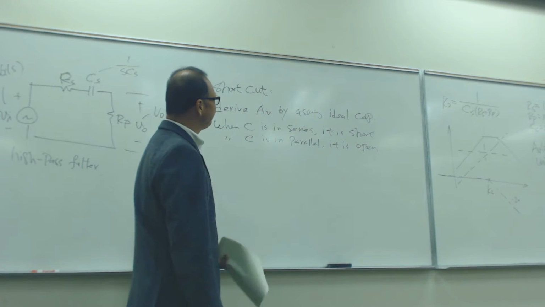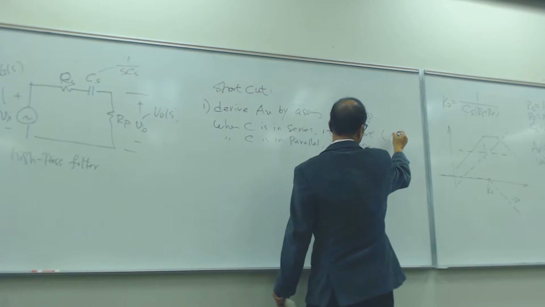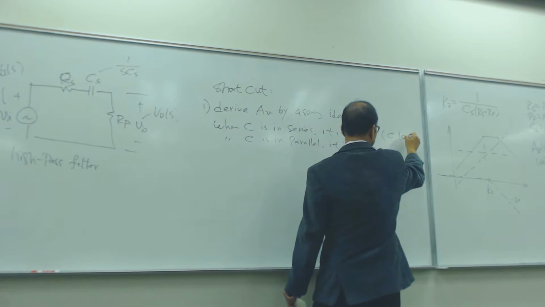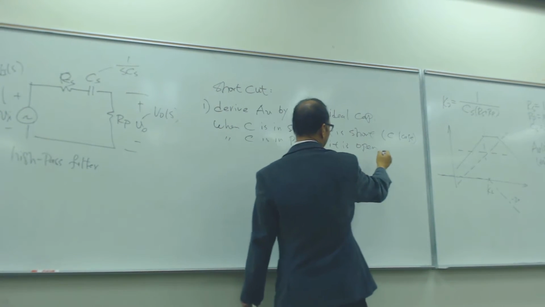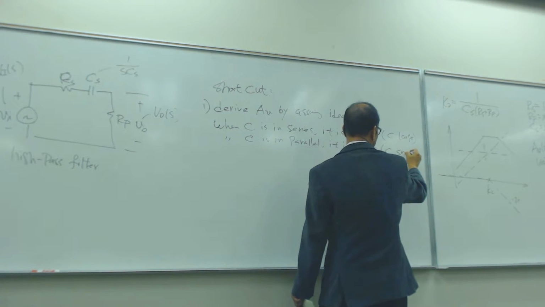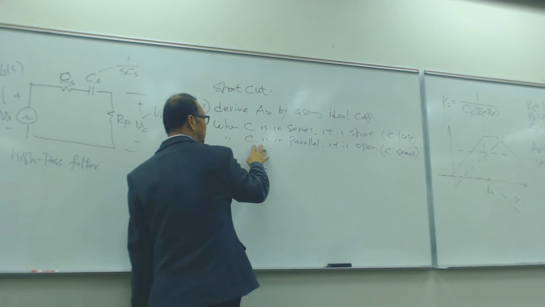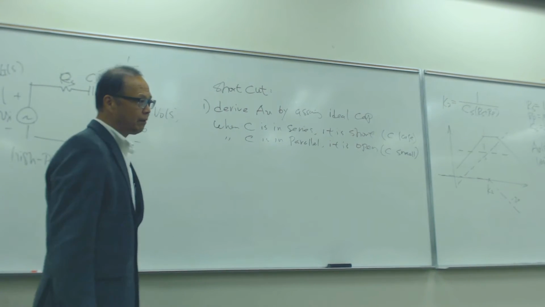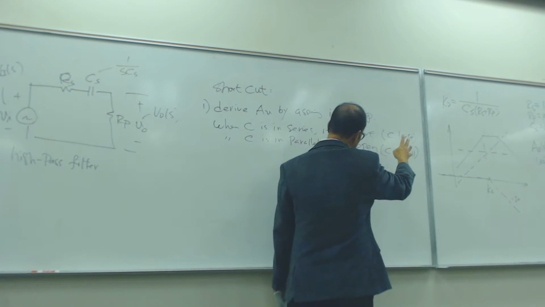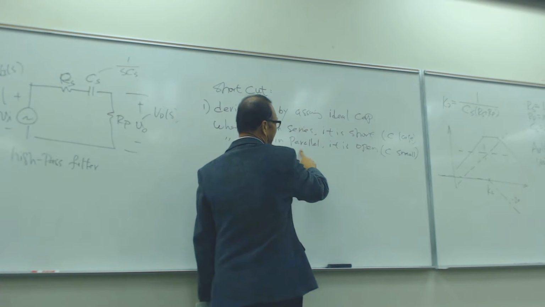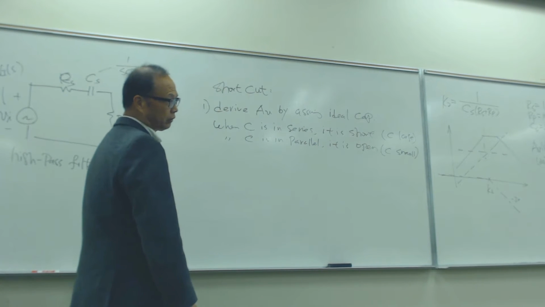Now, of course, in order to make the assumption more reasonable, this C must be relatively large, yes? Because it's going to be short. And this C must be relatively small, correct? So this is the restriction of the shortcut. When you have a C in series, the value of the C must be relatively large. When you have a C in parallel, the value of the C must be relatively small. So these are the conditions.